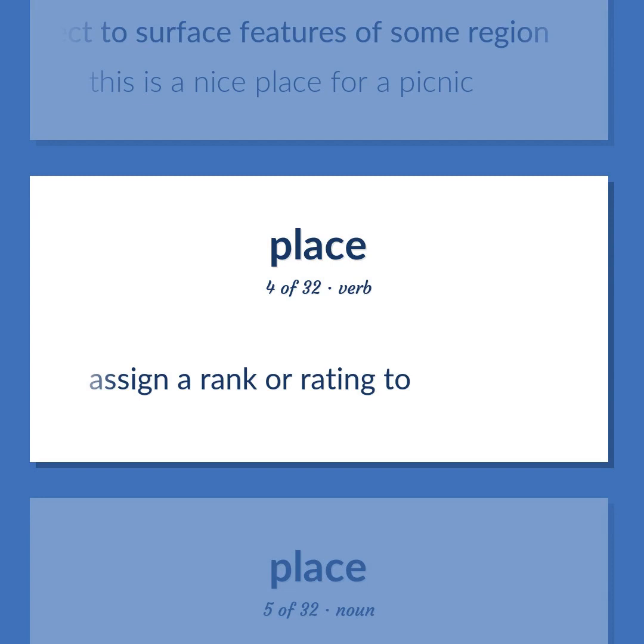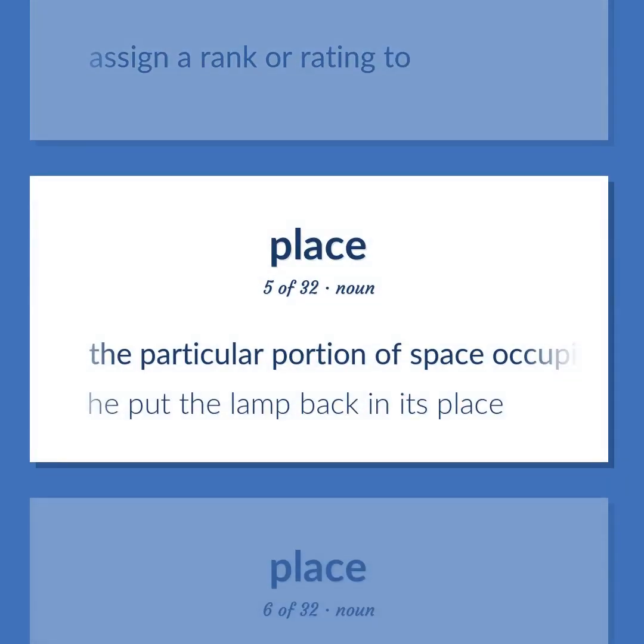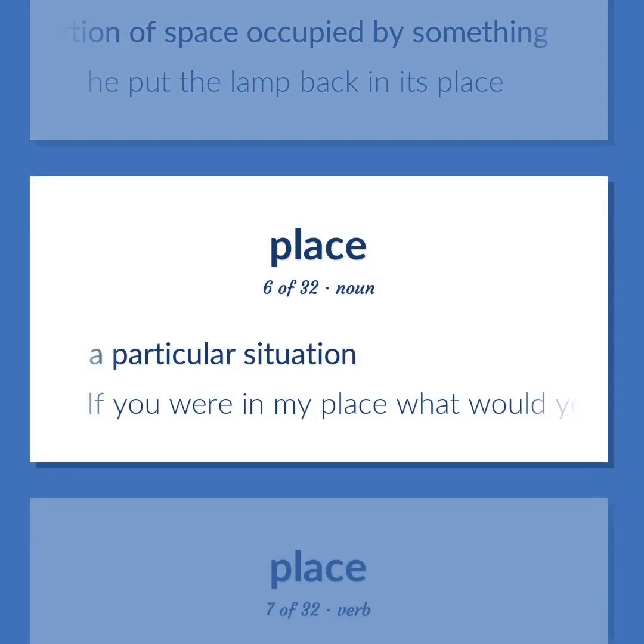Assign a rank or rating to. The particular portion of space occupied by something. He put the lamp back in its place. A particular situation. If you were in my place, what would you do?